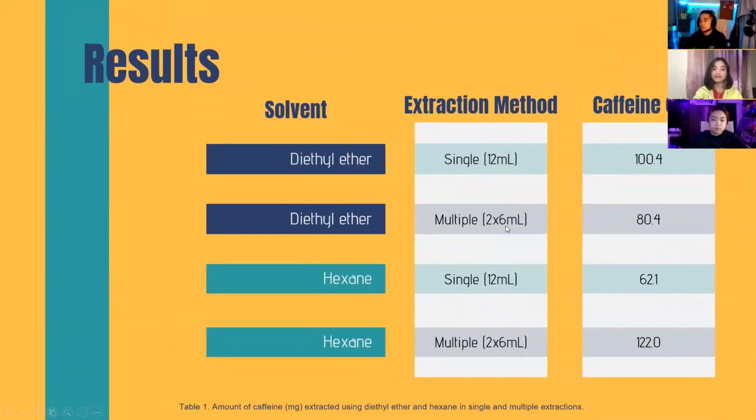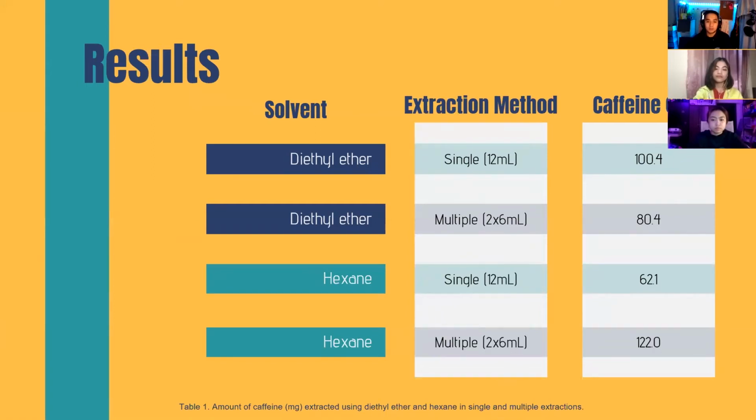For the results of the experiment, this table shows the amount of caffeine extracted using diethyl ether and hexane in single and multiple extractions. The maximum yield for each extraction is approximately 135 milligrams of caffeine, as there are 3 bags in each extraction, and each tea bag contains approximately 45 milligrams of caffeine. As seen in the table, the yields for each extraction are as follows.